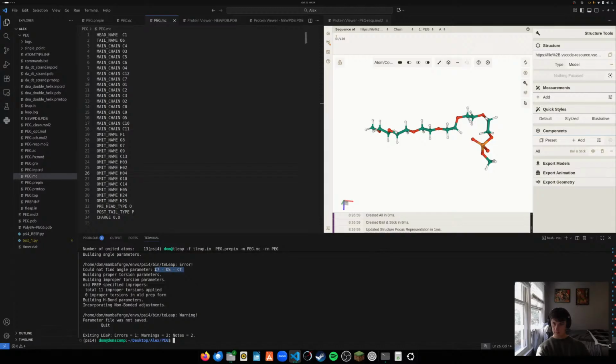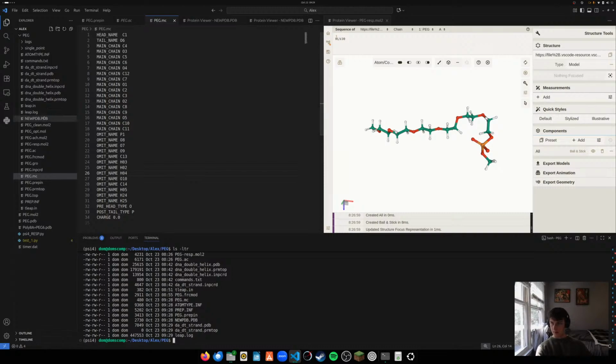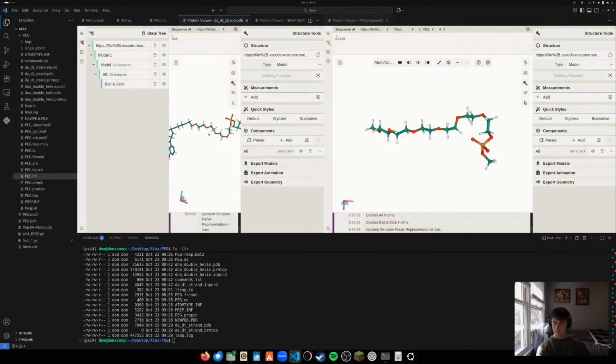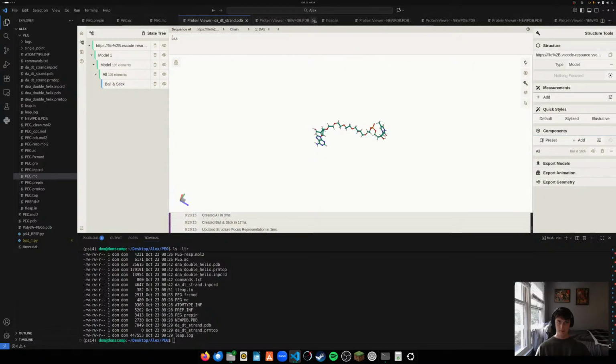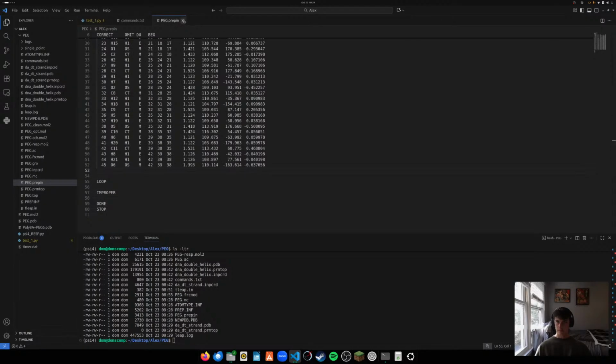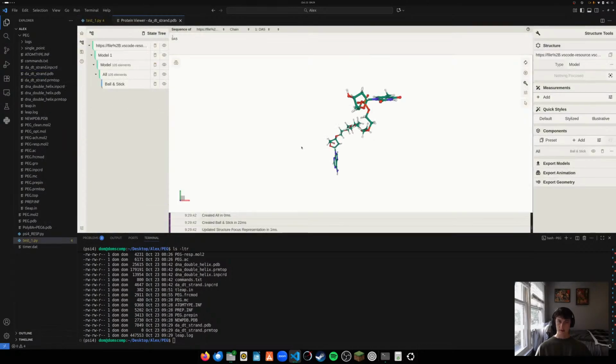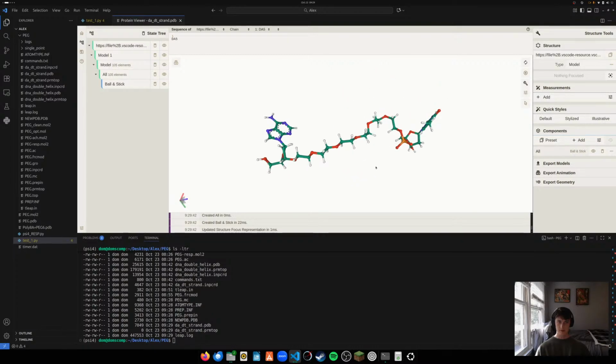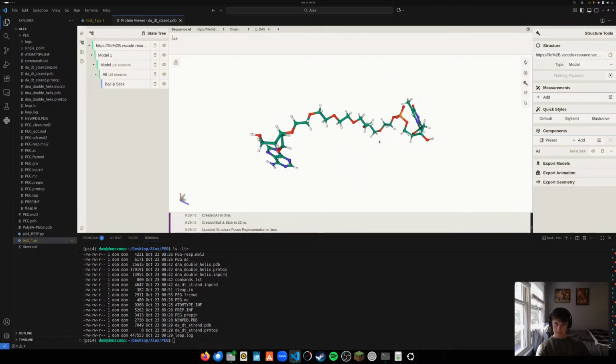Cannot find angle parameter. Okay, we made the PDB finally. Yeah, this looks perfect. Let's get rid of all this crap. A lot of tabs open. I wonder if there's a way to modify VS Code to where it'll close tabs if it reopens the same one, but this looks promising.